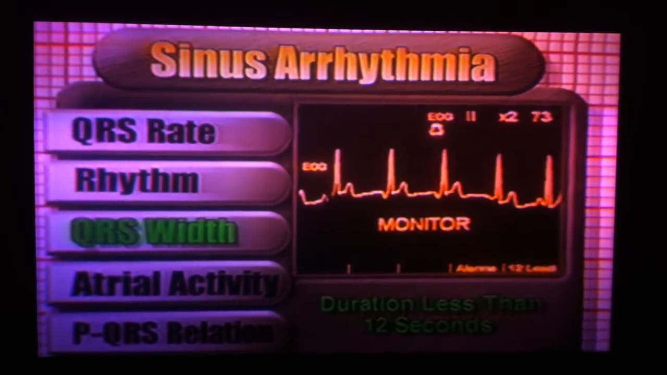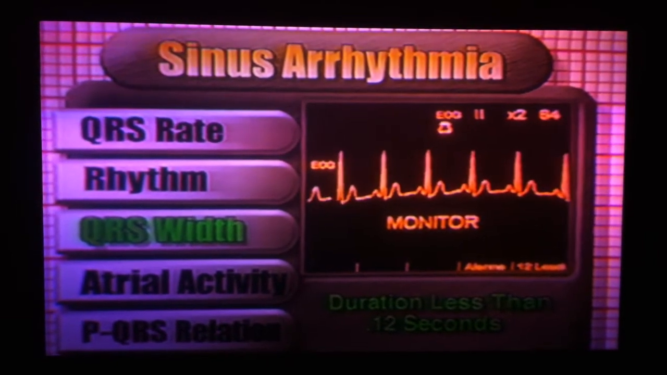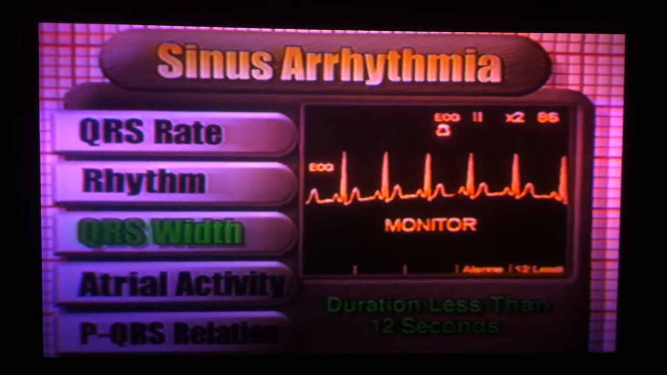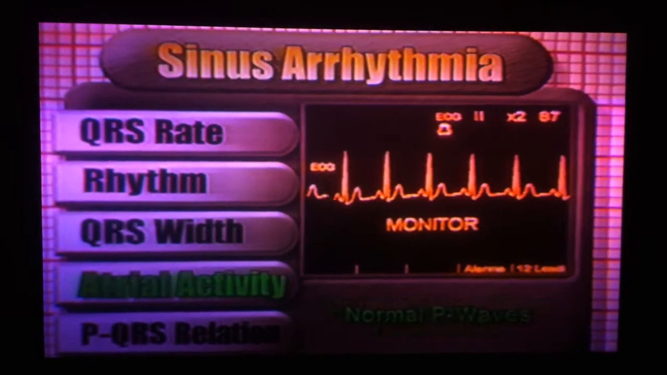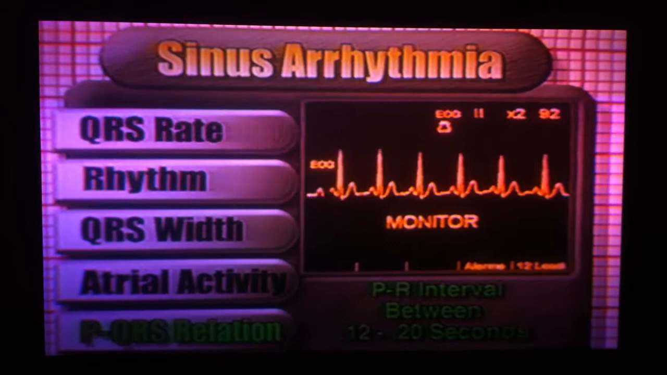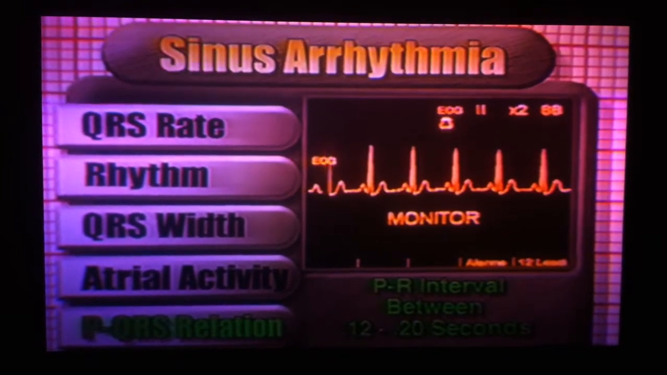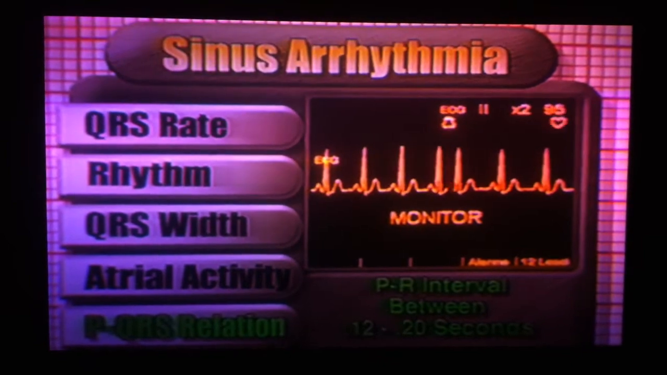By observing the patient and the monitor simultaneously, you will notice that the rate speeds up with inspiration and slows with expiration. The atrial activity shows normal P waves. The P to QRS relationship has a 1-to-1 relationship with a PR interval between 0.12 and 0.2 seconds long.